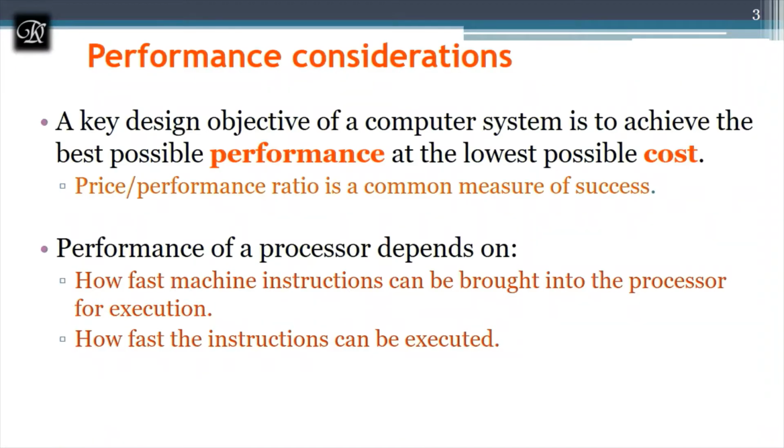In performance consideration, we'll concentrate on how to improve the performance of the given computer. A key design objective of a computer system is to achieve the best possible performance at the lowest possible cost. We need not demand more with respect to cost. We have to go with a lower cost and, with that, improve the performance, which is called the price performance ratio, a common measure.